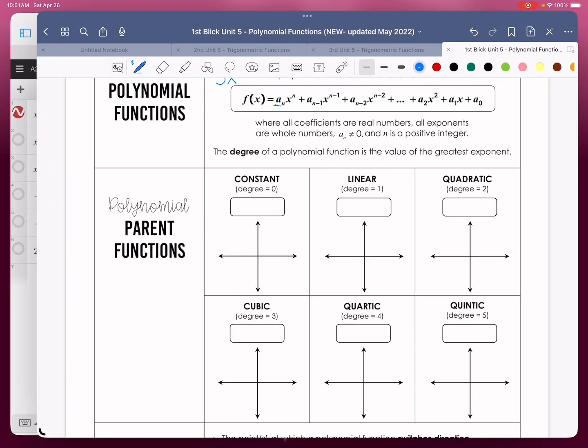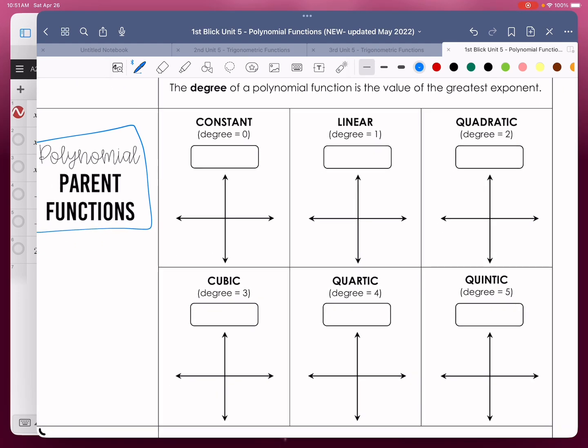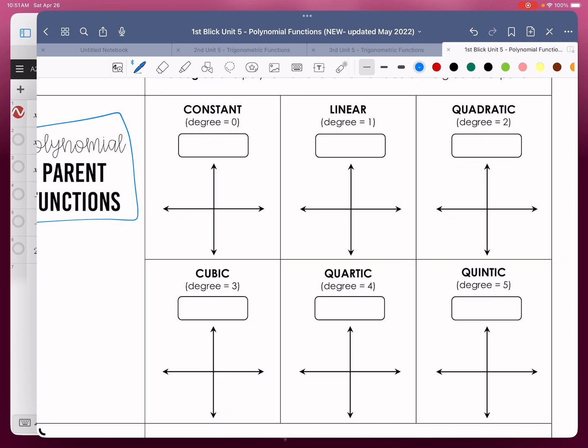Now, there is something called parent functions, and that's like the starter for all these graphs. There's a base graph of everything, and any other graph is just a manipulation of it. We've looked at some transformations, so this is just going to point out 6 different parent functions. Now, there are others, but these are the 6 we're going to look at. So first, let's look at the constant. Now, you know a constant is just a number.